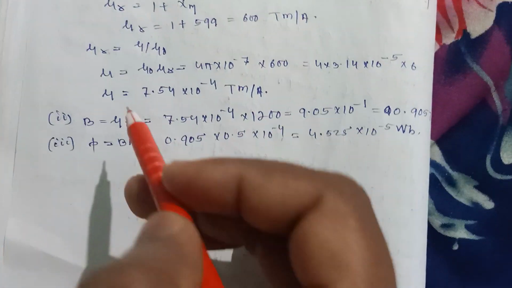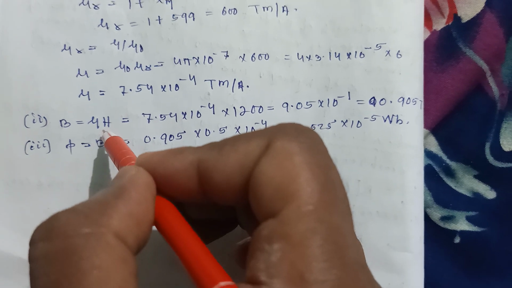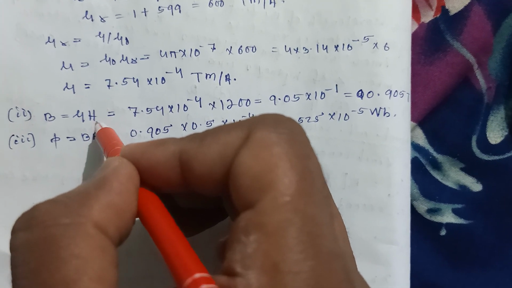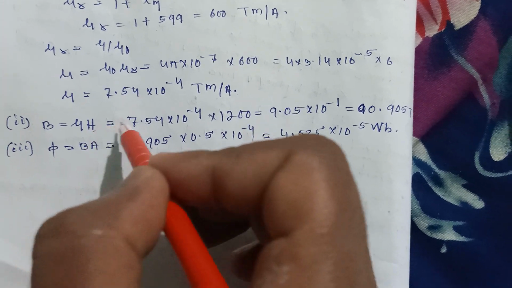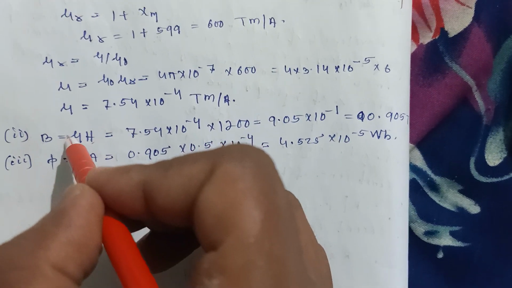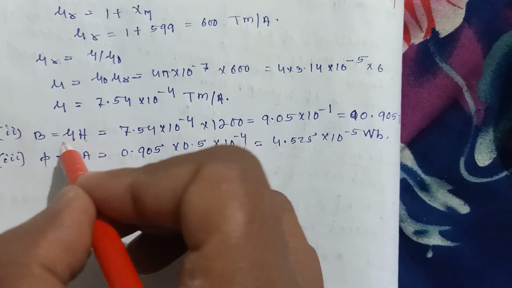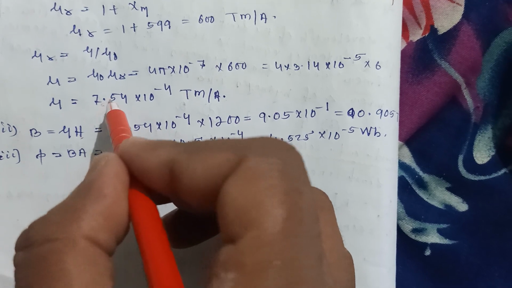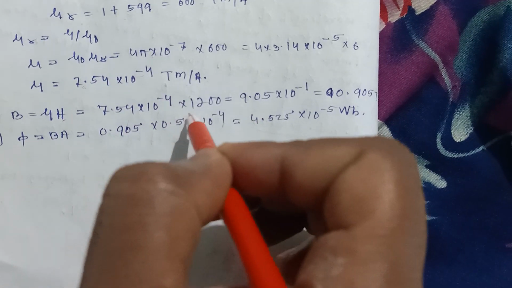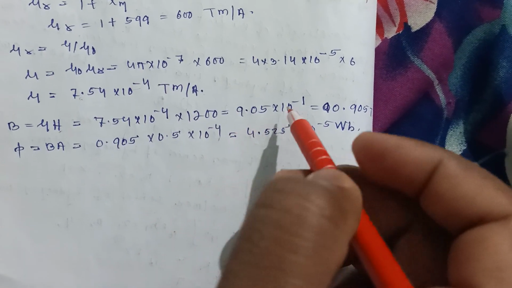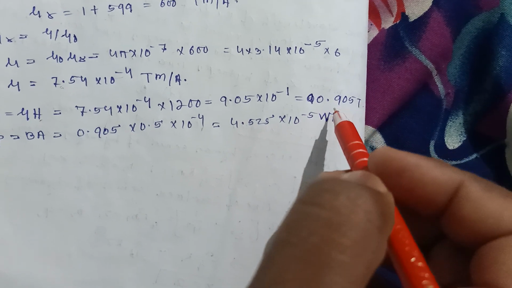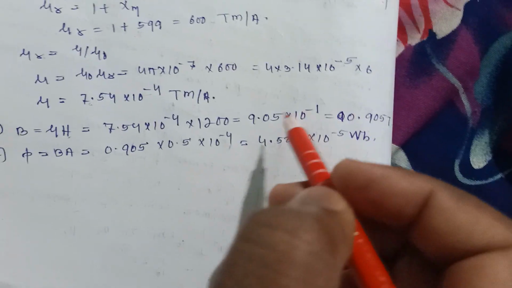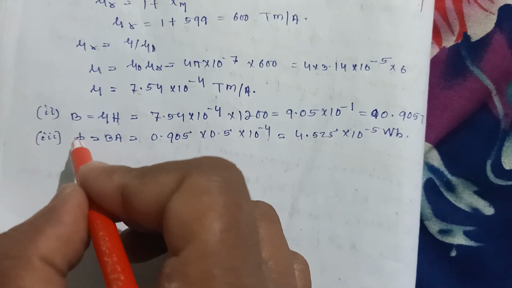So the magnetic flux density is equal to the permeability into the magnetizing field. The permeability is 7.54 times 10 to the minus 4, and 1200 is the magnetizing field. So we get 0.905 Tesla.